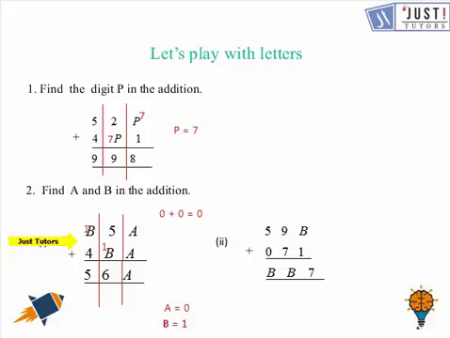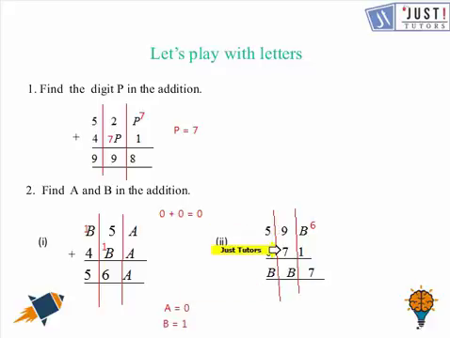Let's try the second part now. 59b add 071, which is bb7. We'll start from the ones column again. So b add 1 is 7. We know that 6 add 1 is 7, so we'll be writing a little 6 there. And yes, we'll check the b for the other 6 as well.